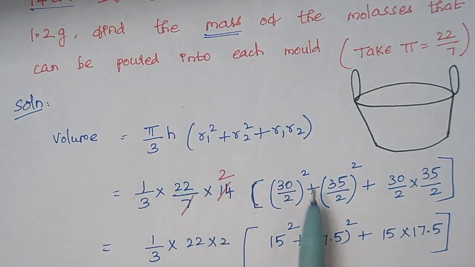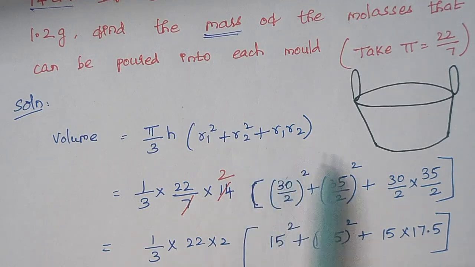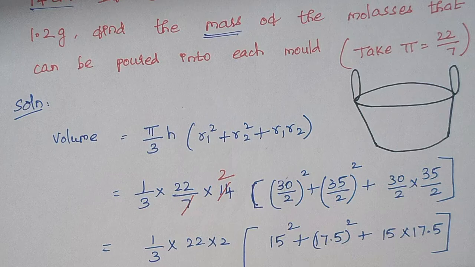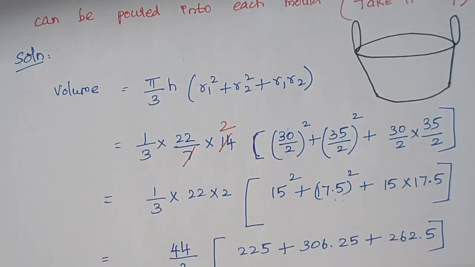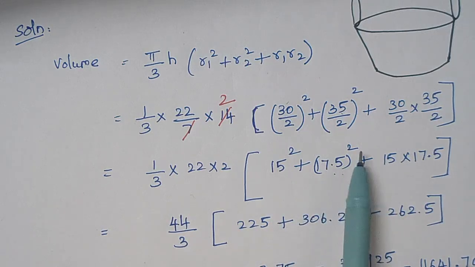So here the R1 is 30 by 2 whole square and R2 is 35. Sorry, R1 is diameter is 30, right? So R1 is 30 by 2 and R2 is 35 by 2, and here you have to multiply. So when you simplify, 30 by 2 is 15 and 35 by 2 is 17.5. So again 15 square plus 17.5 square plus 15 into 17.5. So again when you simplify, 22 into 2 is 44. So 44 by 3 and 15 square is 225. 17.5 square is 306.25. And when you multiply, here we get 262.5.